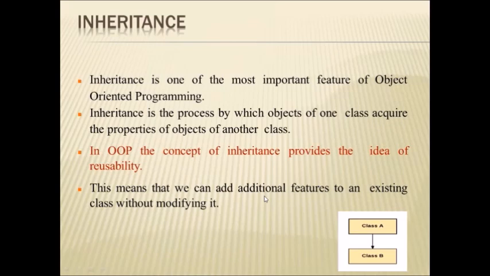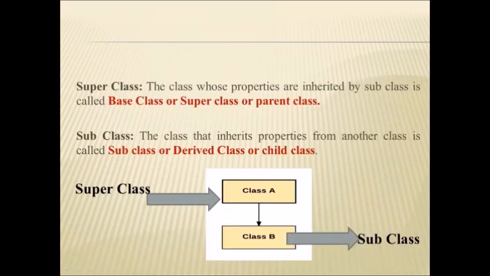So if you see the figure here, the class A and class B, the class B can inherit the properties from the class A. So here the notations are superclass and subclass. What is superclass? The class whose properties are inherited by subclass is called superclass. So if you consider the figure, the class B inherits the properties from the class A. The class A is nothing but superclass. It is also referred to as base class or parent class.